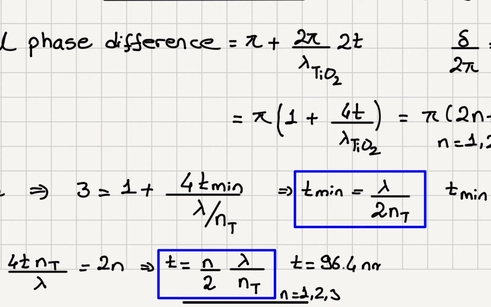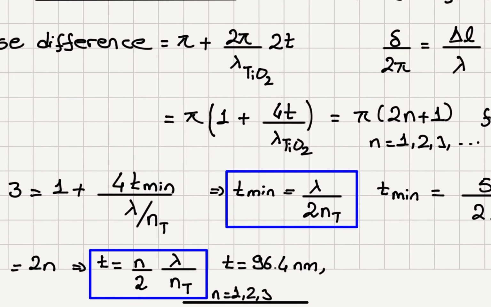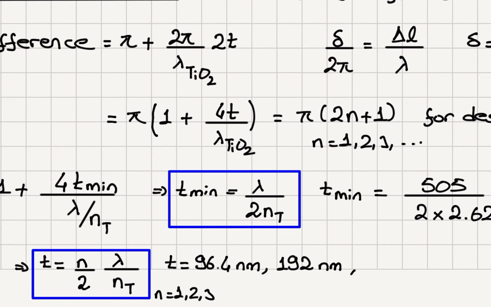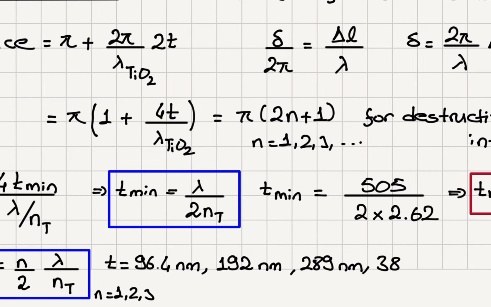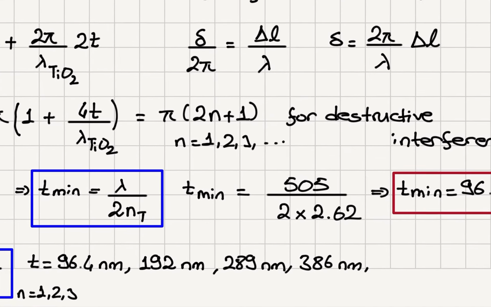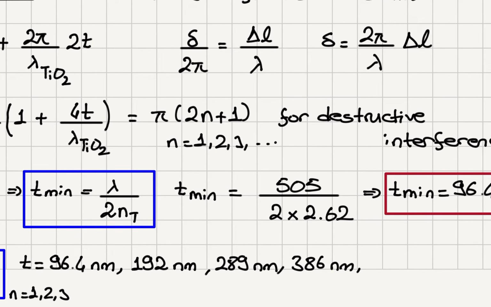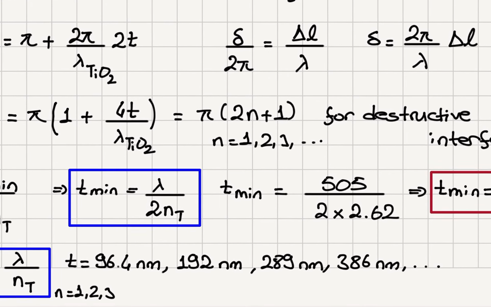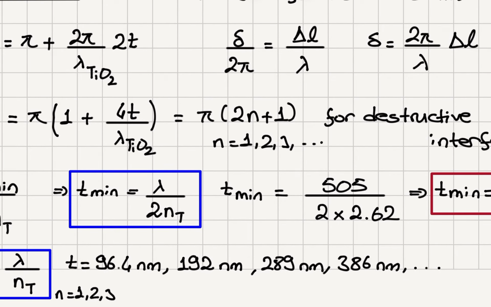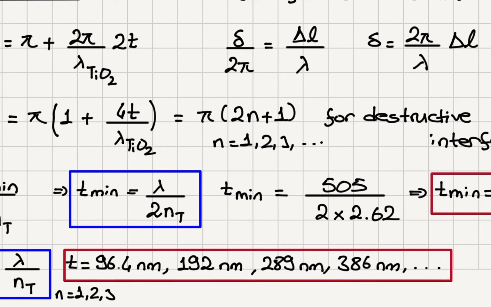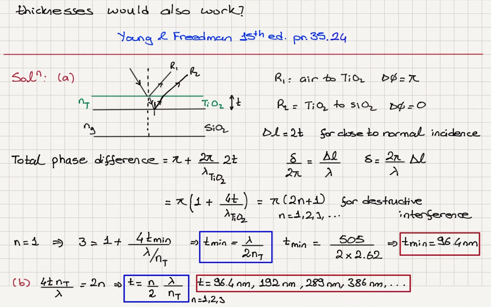96.4 nanometers. That's the minimum thickness I calculated in part A. Then I would have 192 nanometers. Then I would have 289 nanometers, 386 nanometers, etc. So these would be the other thicknesses that would satisfy the destructive interference condition.